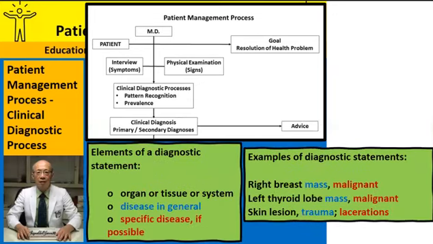Examples of diagnostic statements: right breast mass, malignant. So right breast represents the organ, tissue, or system. The mass, the disease in general, and then malignant is the specific disease. The same goes for left thyroid lobe mass, malignant, and skin lesion, trauma, lacerations.